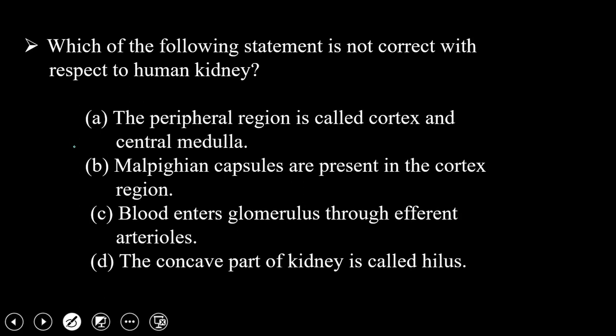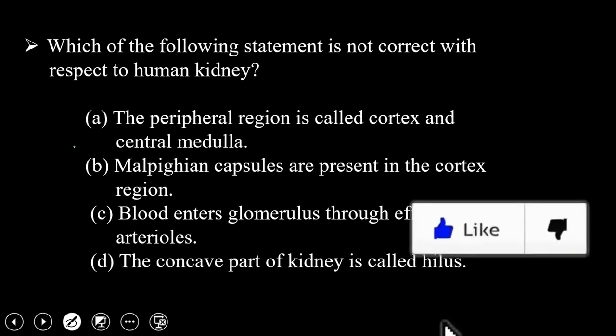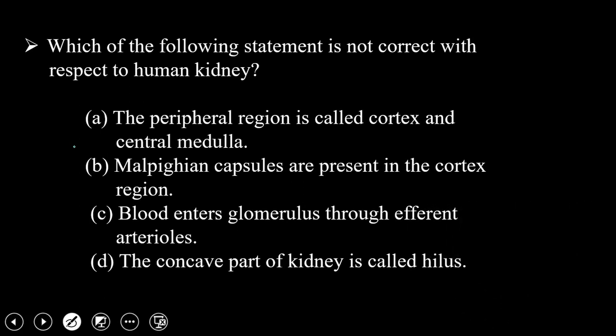Move to the next one. Which of the following statements is not correct with respect to the human kidney? Not correct with respect to the human kidney. Particularly, the peripheral region is called cortex and the central region medulla. Yes, this statement is right. The peripheral part is called the cortex and the middle or central part is called the medulla.